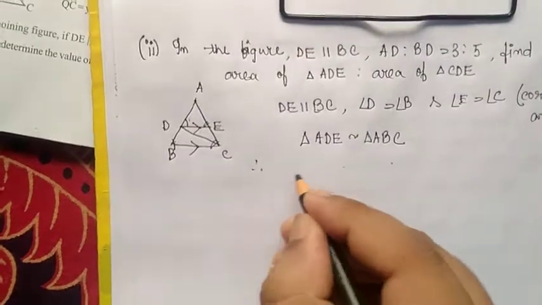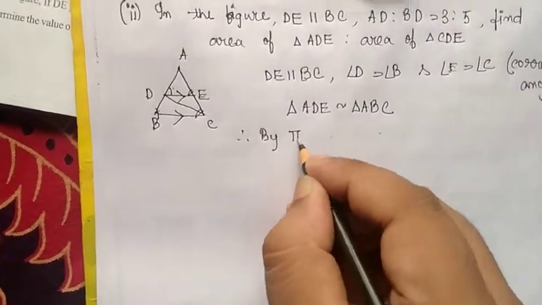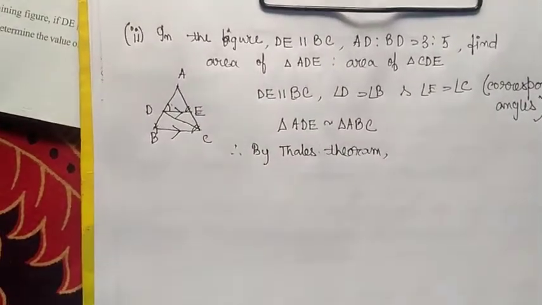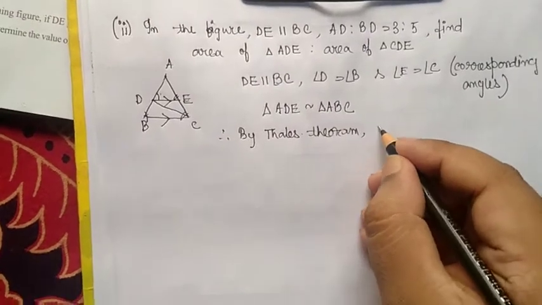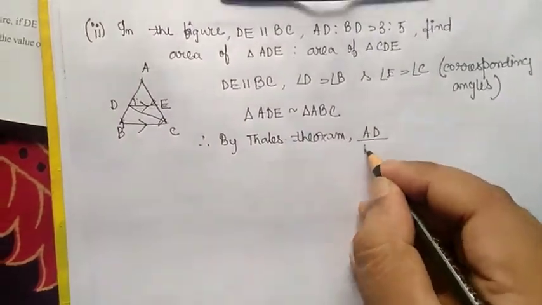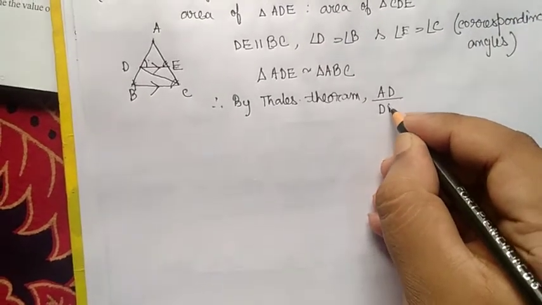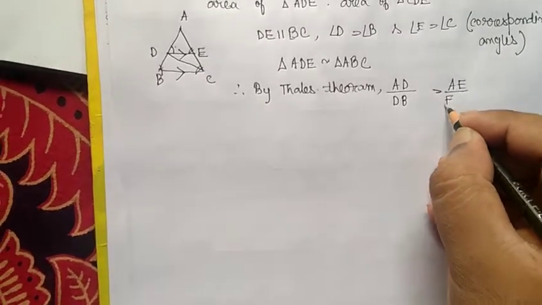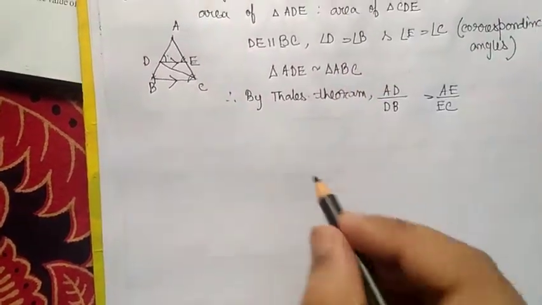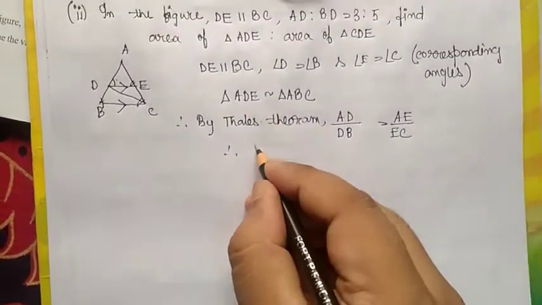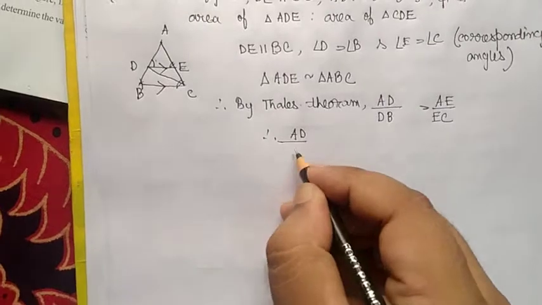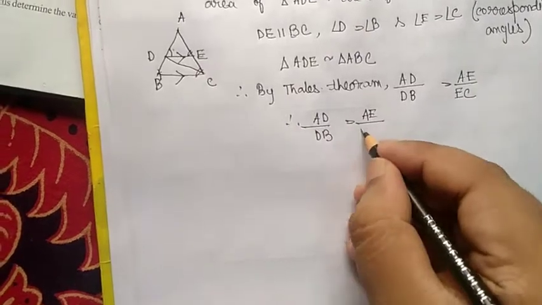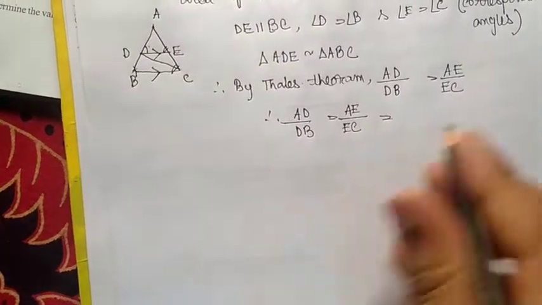So by Thales theorem we can say that AD by DB, or BD, equal to AE by EC. Now we know that AD is to BD equal to 3:5. So therefore we can say that AD by DB equal to AE by EC equal to 3/5.